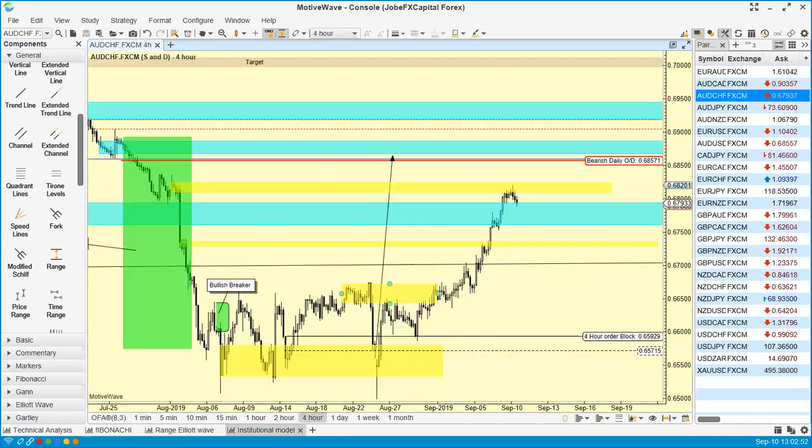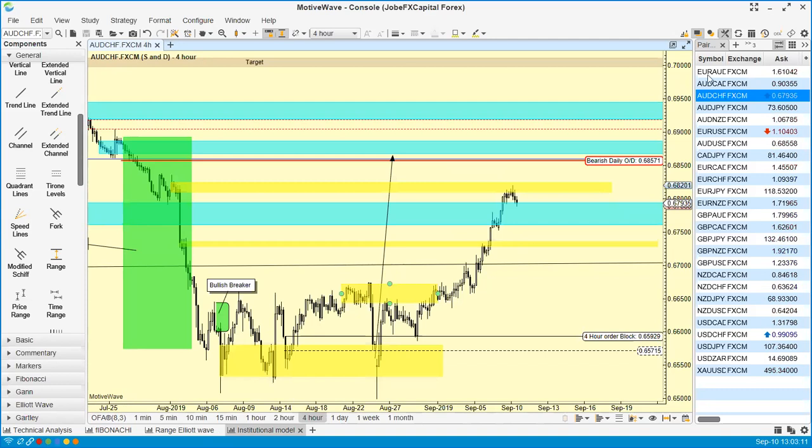And then there's also the institutional model that I use. So what is the institutional model? Basically, the institutional model is the model that the banks use. So whenever we trade, we trade with the banks. You want to be on the side of the banks. Okay. Yeah, so this is the institutional model.